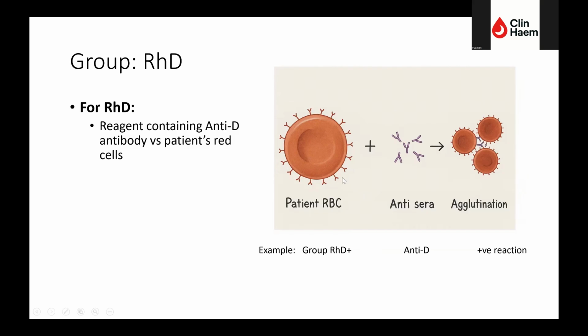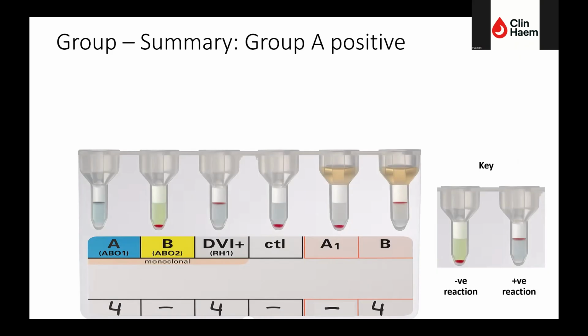For RHD it is simple. We have known monoclonal anti-D antibodies in the lab, and what we do is we react them against the patient's cells to see if there's a reaction or not. If there is a reaction, as in this example, then this means that the patient has RHD positive blood group. This is actually exactly how they do it in the lab. So I've just shown you how it looks.